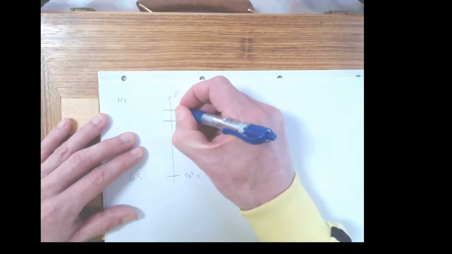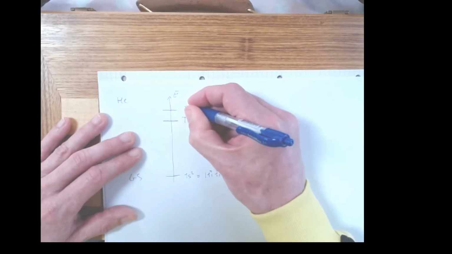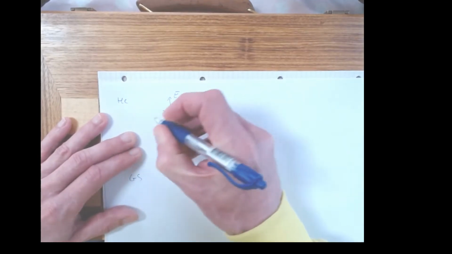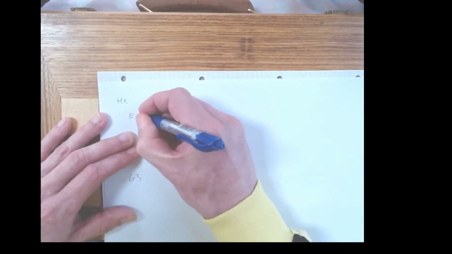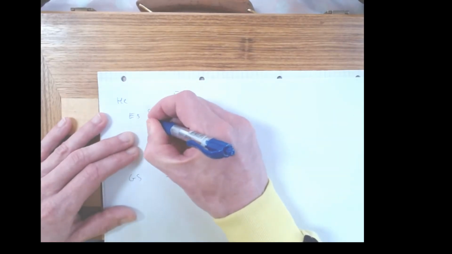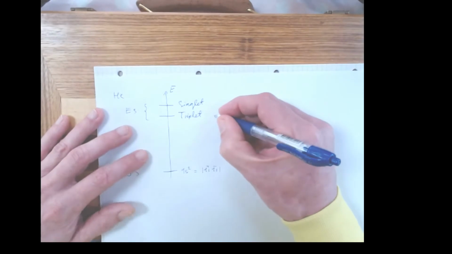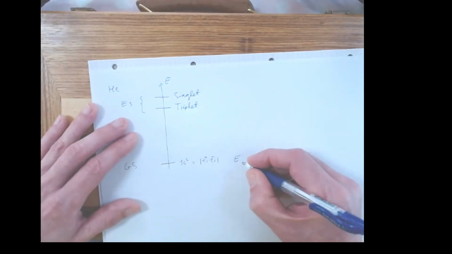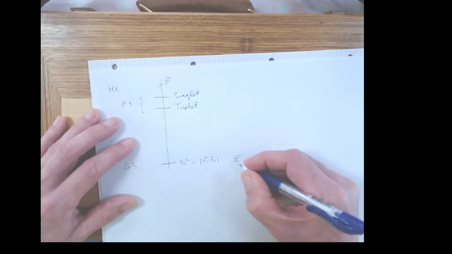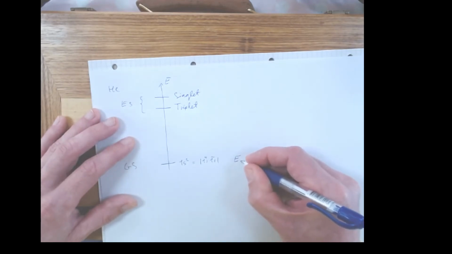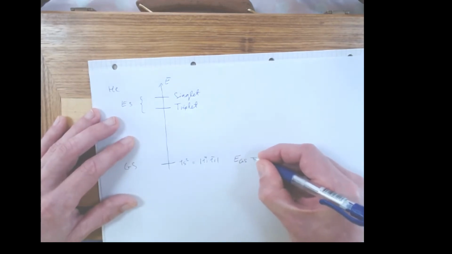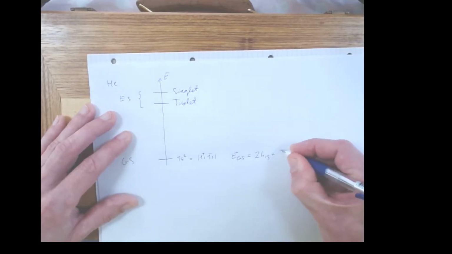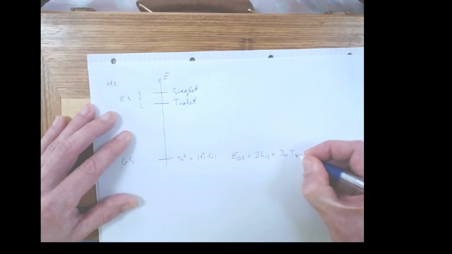And then there's a slightly higher excited state, which is the singlet. So these are the excited states. And here the energy I get for the ground state, let's call it, here is 2h_1s and then Coulomb J_1s, sorry.